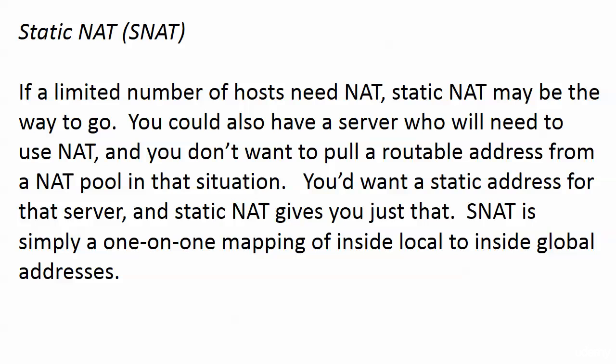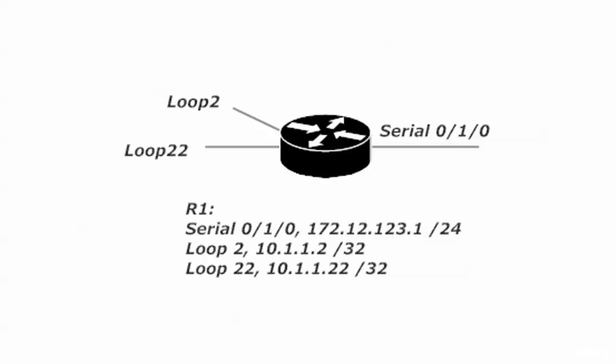We're going to create a pool of addresses, and when a device needs a routable address, it pulls an address from the pool. So maybe we don't want to do that because, of course, the address would change from time to time, and you would want to know how to do static NAT. Now, this is just simply a one-to-one or one-on-one mapping of inside local to inside global addresses.